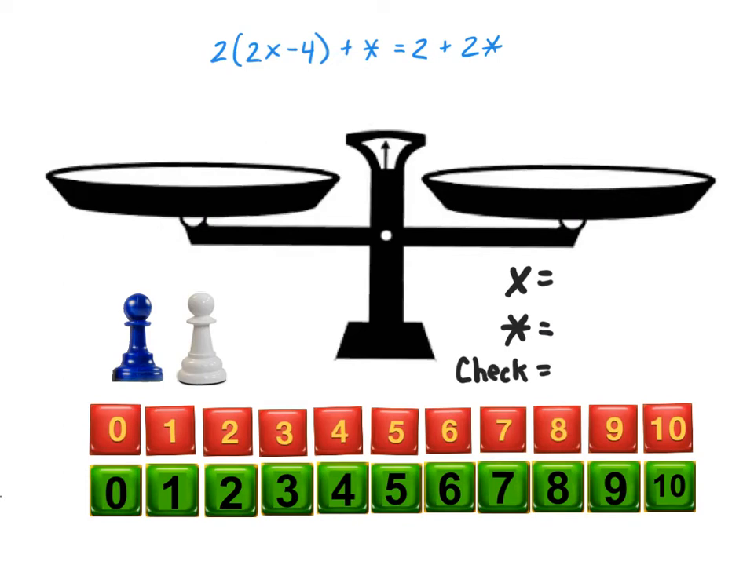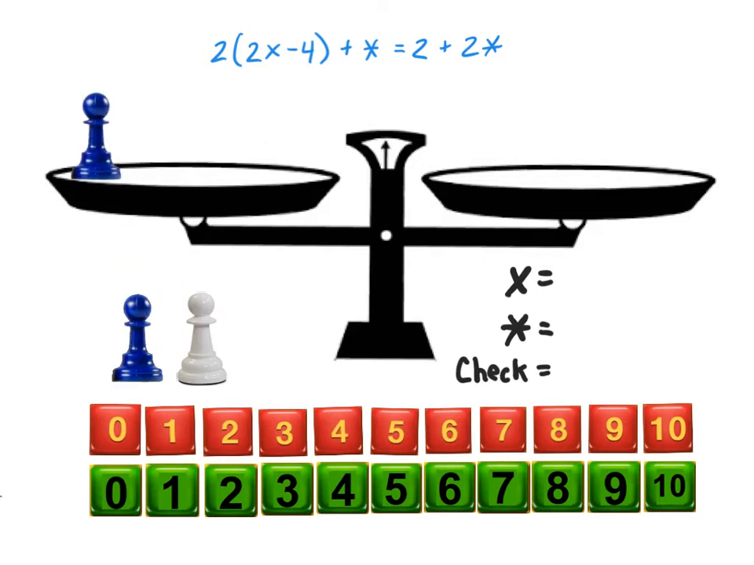Here's another example. We have 2 times the quantity 2x minus 4 plus star, and that should be equal to 2 plus 2 star. I'm going to always start setting up the parentheses first, and then look outside the parentheses and see if I need to do it more than one time.